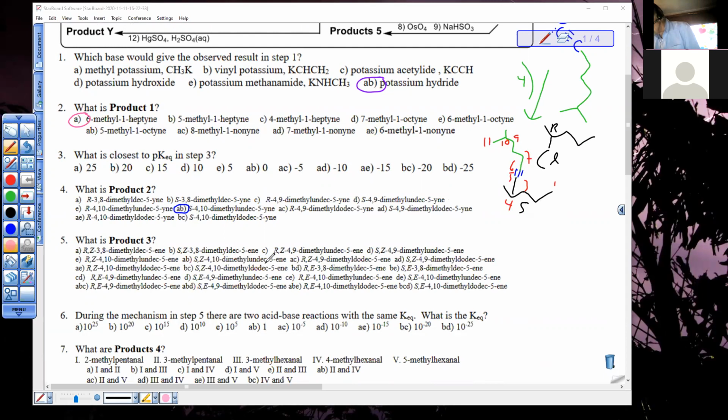4,10 dimethyl undec 5-ene. There's 1. There's 2. Doesn't mean they're right. And we have the R's. They're not good because they have the wrong stereocenter, but the S's, there we go. So we're down to 4 answers. And we need the one that's E. E and S. It's the only one that's E and S. Yeah, that's the only one right there.